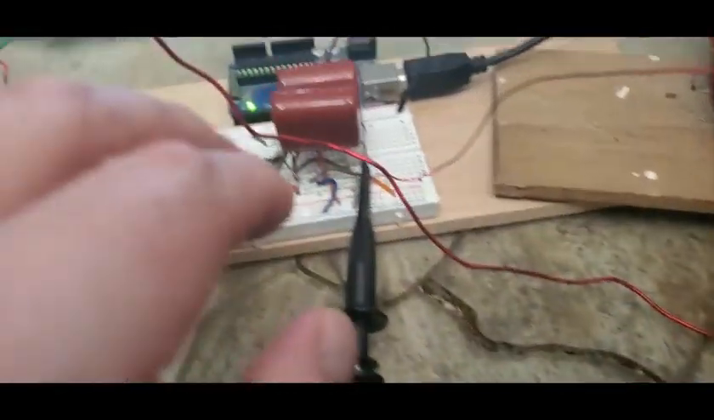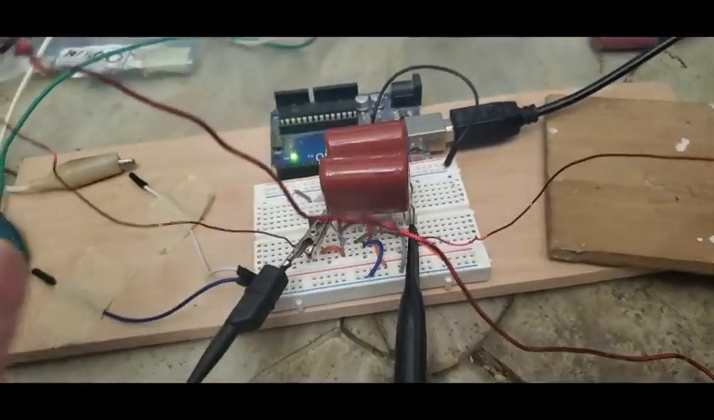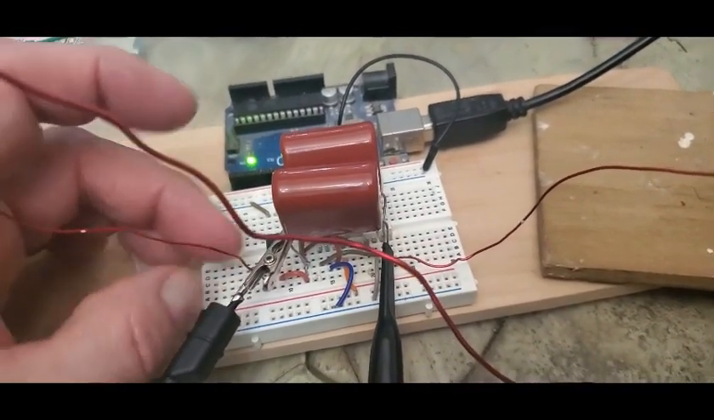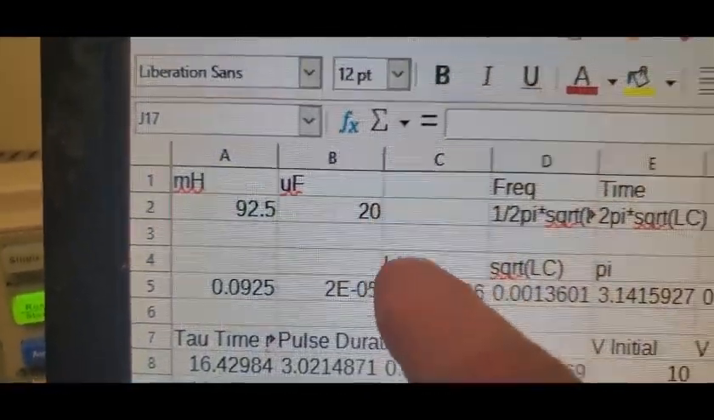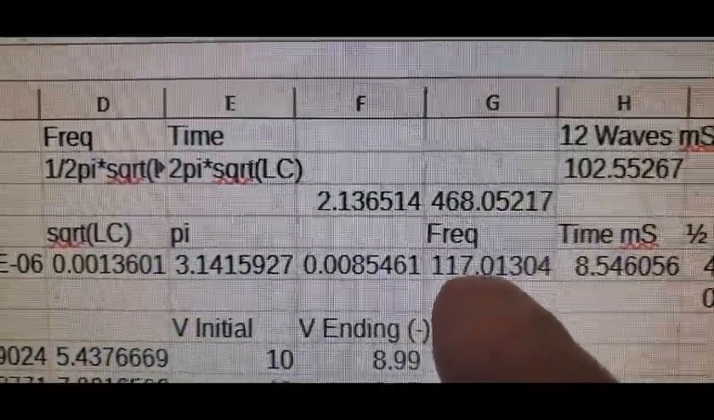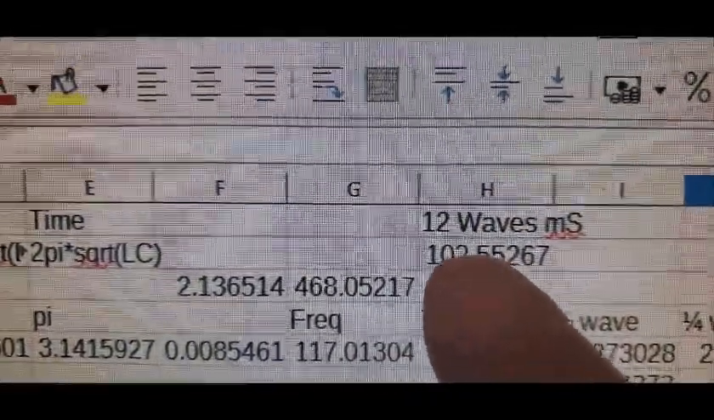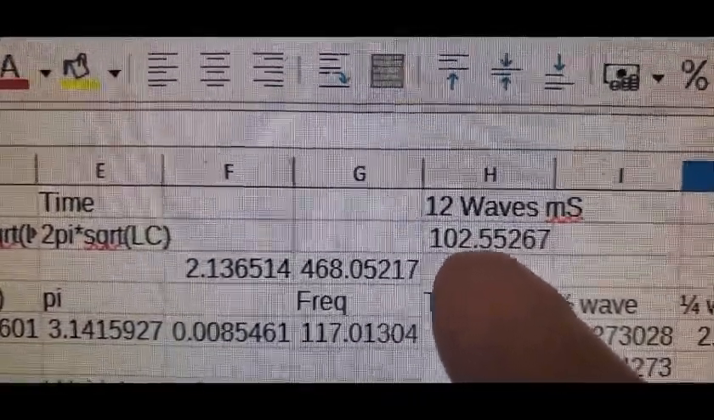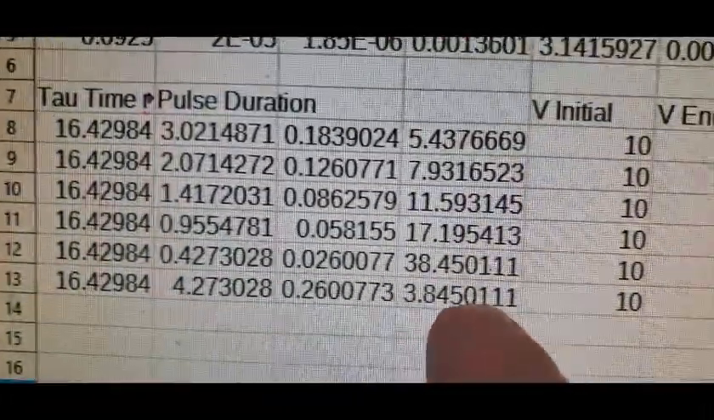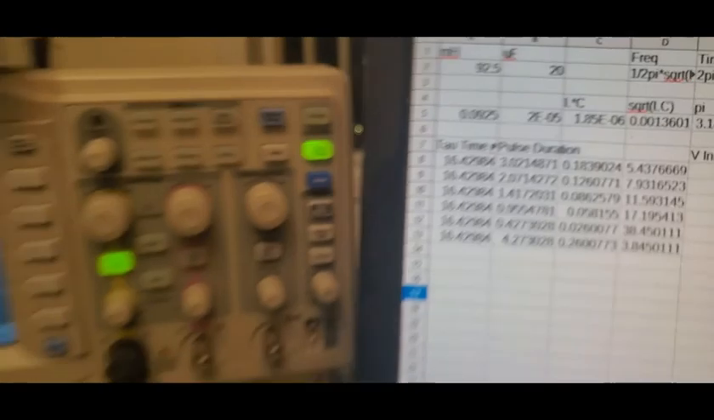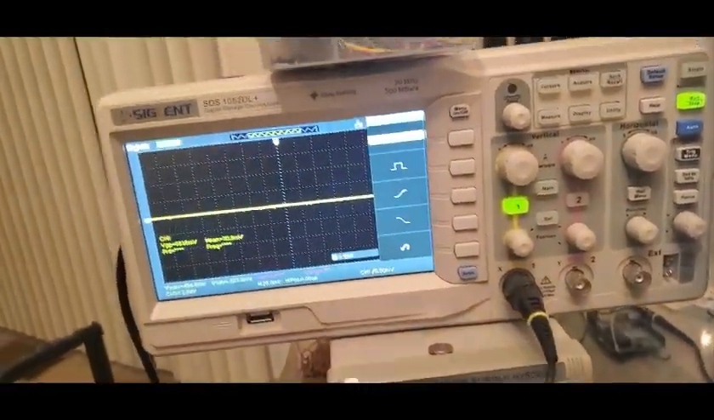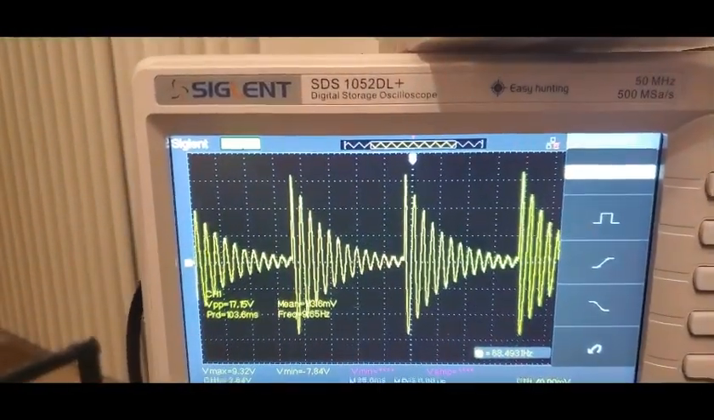So here we have a coil. I've got 20 µF of capacitance, and it's discharging through that switch there. Now if we put 20 µF in, the nice thing is it calculates everything for us. So there's our resonant frequency. If we let it run for 103 milliseconds, we'll get 12 full waves. And this is the ratio then of the pulse time over the tau time. So let's just throw 10 volts at it. And that's what it looks like.